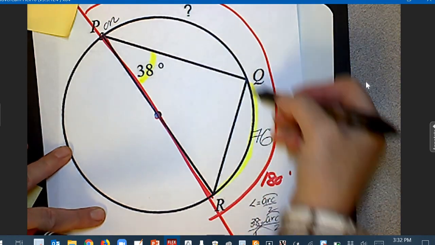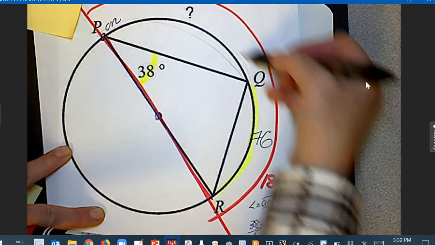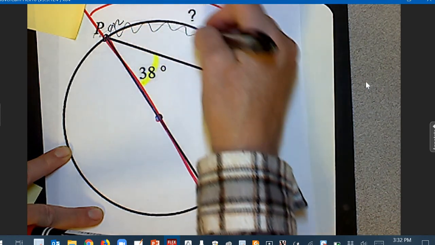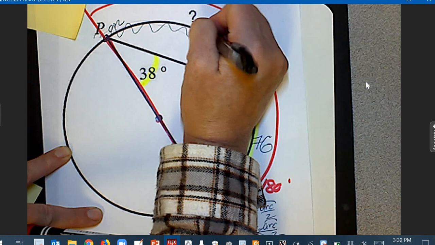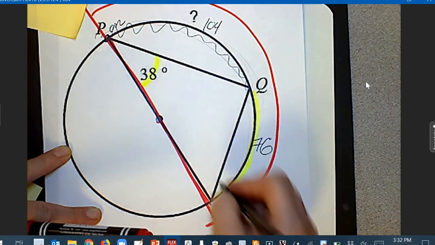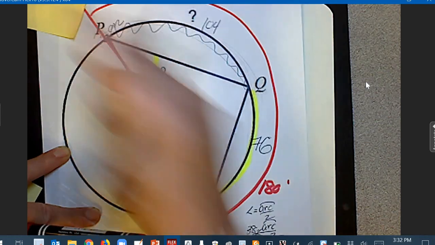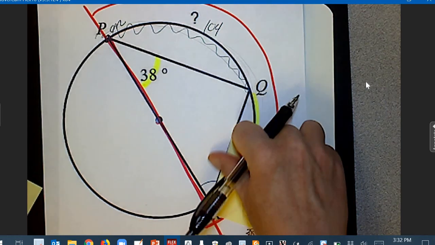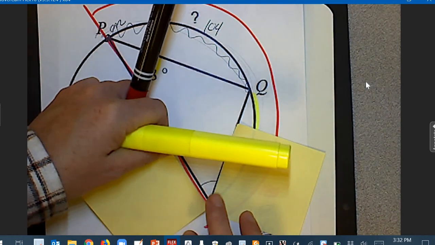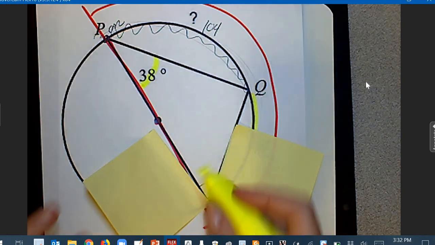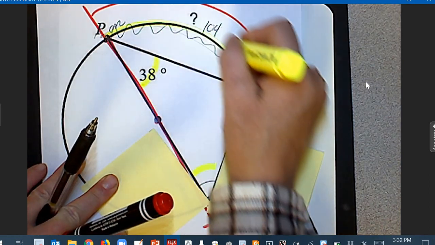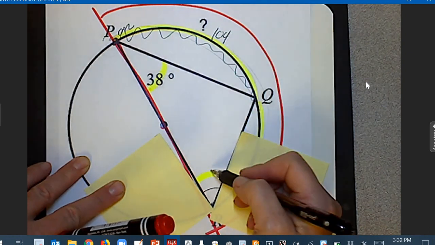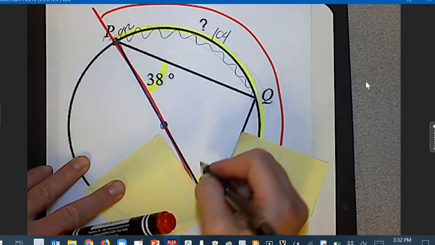Well, keep tracing. That's 180. Trace, trace, 76. So that means you can easily find this. Now this angle R back here is inscribed, so you want to grab your Post-it notes and frame it up. Sweep the angle, sweep the arc. And if this is 104 back here, this is going to be half of that, which of course is 52.